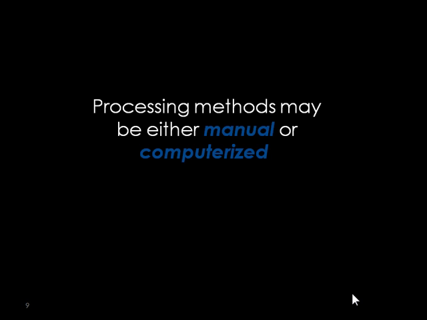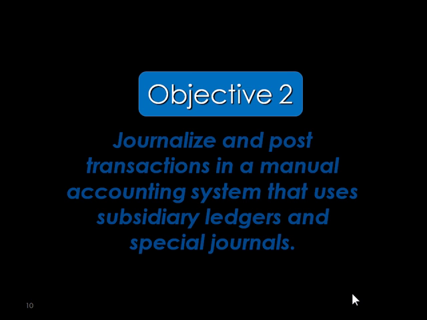So here's kind of the same thing I just said. Manual or computerized accounting systems, no matter what way you decide to do it, you still need to properly account for things and use proper internal controls. So the next thing we're going to talk about is how you journalize and post transactions in a manual accounting system using subledgers and special journals.